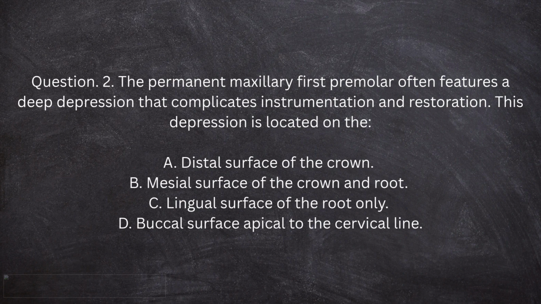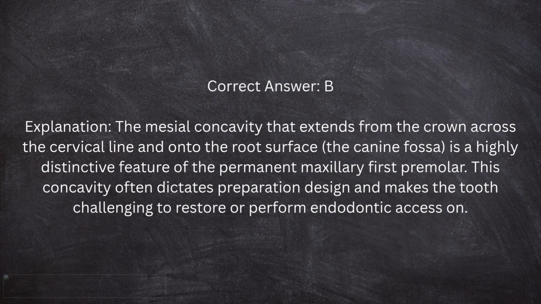Correct answer: B. Explanation: The mesial concavity that extends from the crown across the cervical line and onto the root surface, the canine fossa, is a highly distinctive feature of the permanent maxillary first premolar. This concavity often dictates preparation design and makes the tooth challenging to restore or perform endodontic access on.